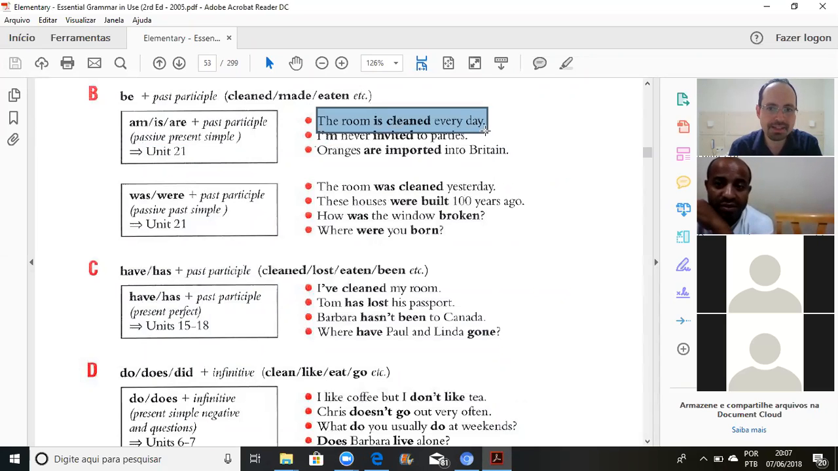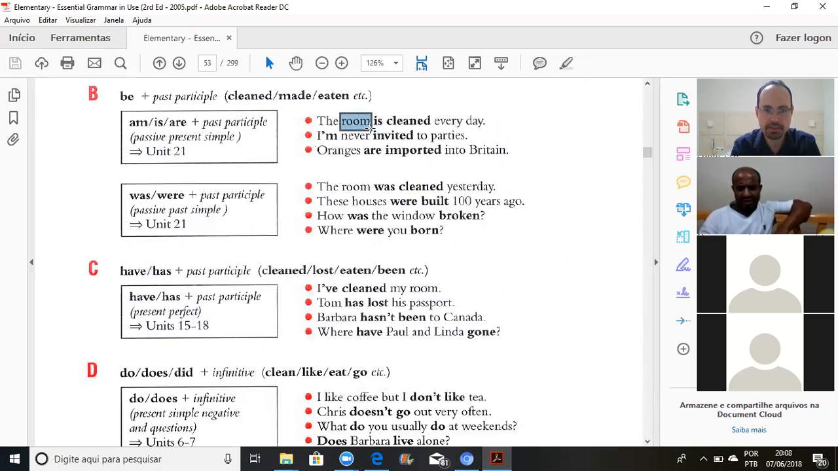First sentence: the room is cleaned every day. Okay. Here, what do we have? We have passive, or we have active present simple? What do you think? The room is cleaned every day. Passive. Very good. And why passive? Because you have a subject here. The subject is the room. And the room is not doing the action. So, the room is cleaned every day.